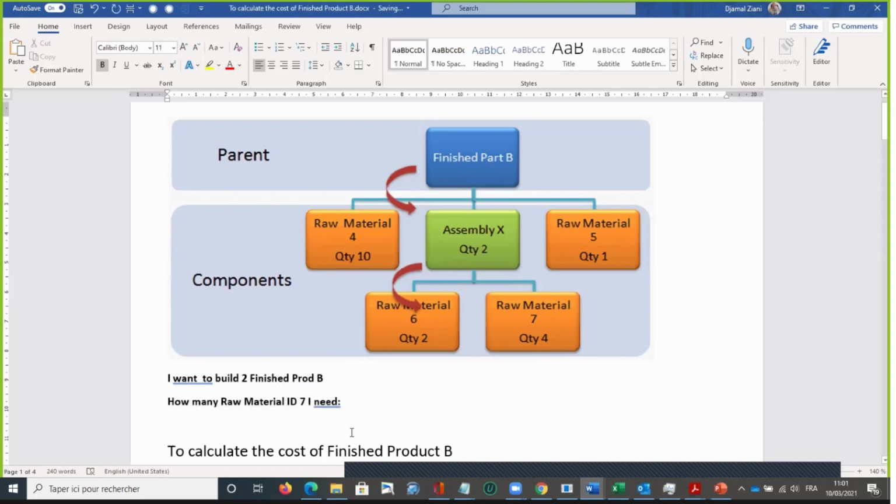By the way, a simple question like this might come up in the final or in a quiz. This is why I ask you to think about it. How many raw material? No, I want to build 10, not 2. 10. Okay.